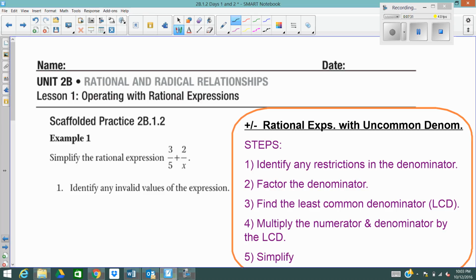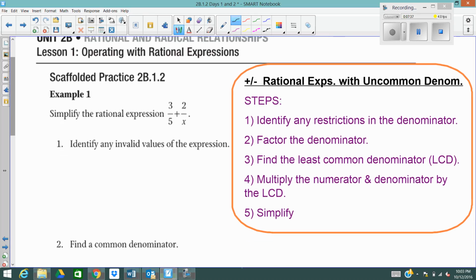So now the main question is, how do we add and subtract rational expressions when we have an uncommon denominator? The steps are right here. First, identify any restrictions in our denominator, anything that x cannot be. Once we do that, factor the denominator. Actually, you might do these two steps in one, and you might factor the denominator before identifying any restrictions, because typically you have to do step 2 before you can do step 1.